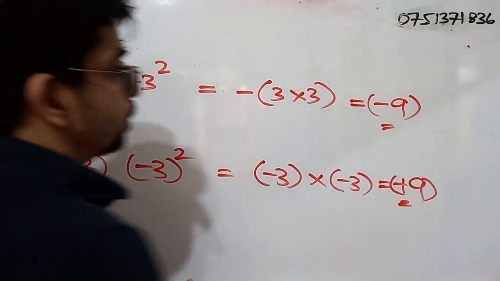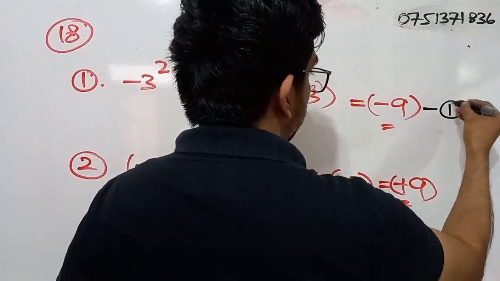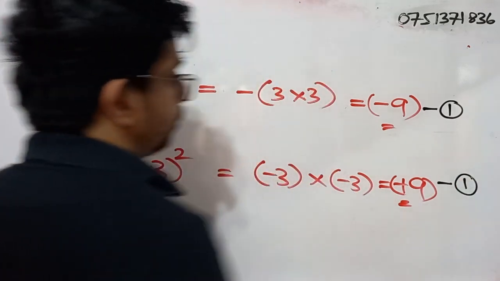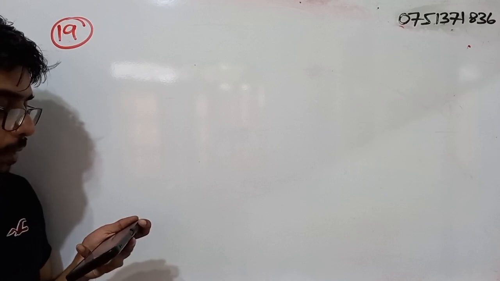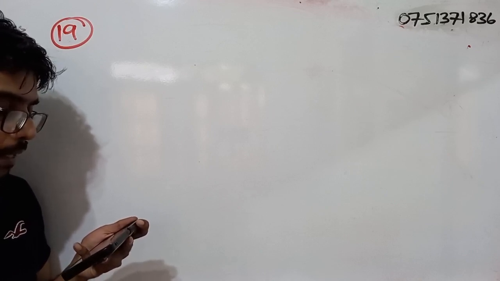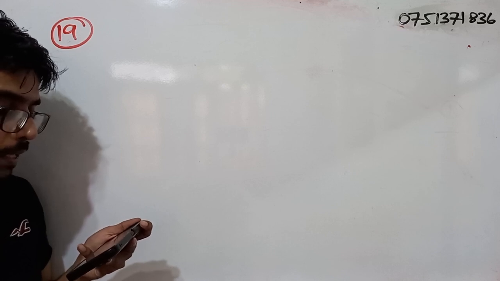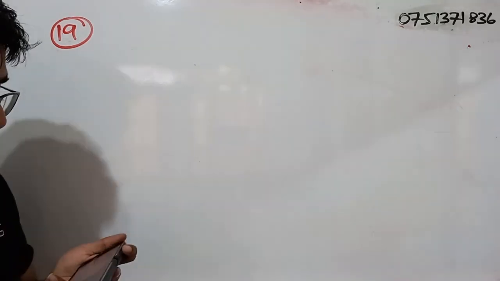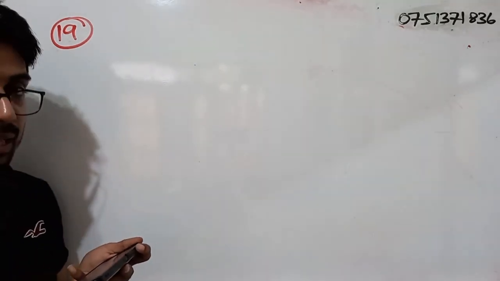So if you got the first part correct, you will be getting 1 mark. If you got the second part also correct, you will be getting another 1 mark. Right. Question number 19. If twice a number is equal to that number minus 5, what is 3 times that number plus 17 minus that number? Okay. So you have to read the question very carefully.